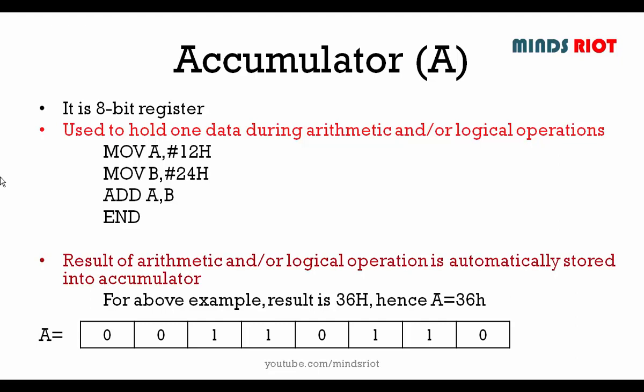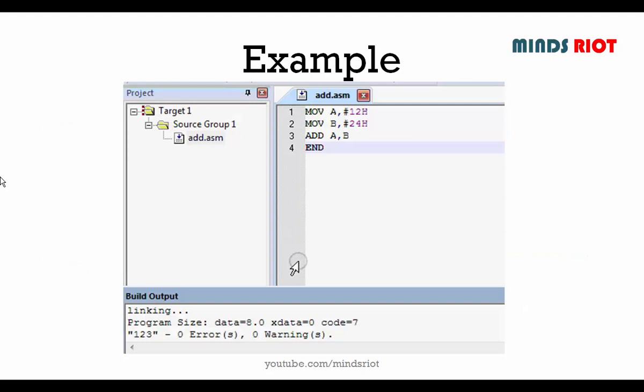The result of the above example is say 36. Then this is the second important point regarding the accumulator: the result of whatever your arithmetic and logical operation is, is automatically stored into the accumulator. So 2 important points regarding the accumulator. One data must be in the accumulator during arithmetic and logical operations. Second point is whatever the result of arithmetic and logical operations, it is automatically stored into the accumulator. Let's see an example on it.